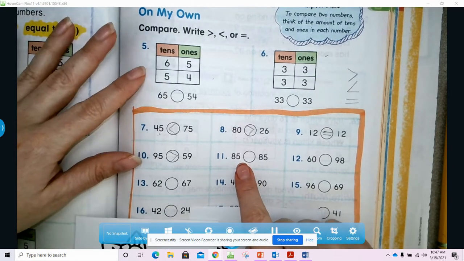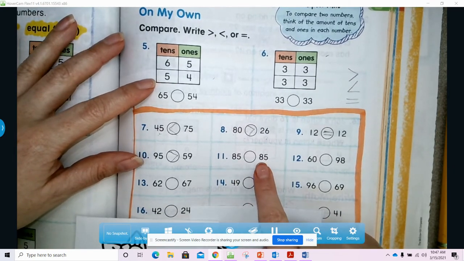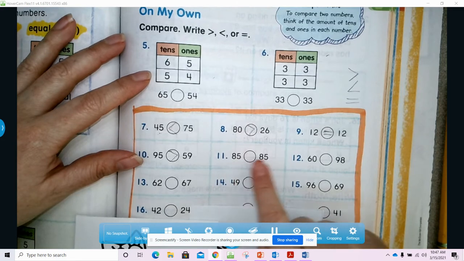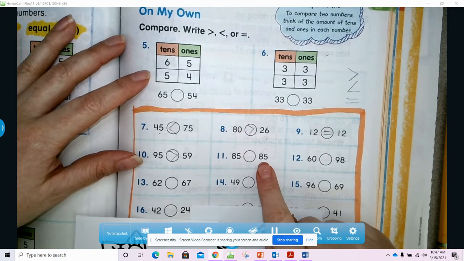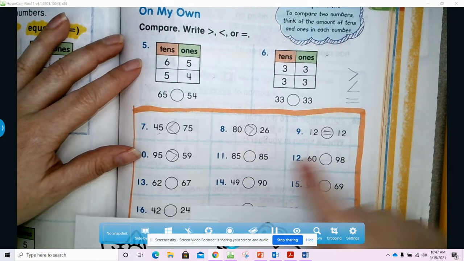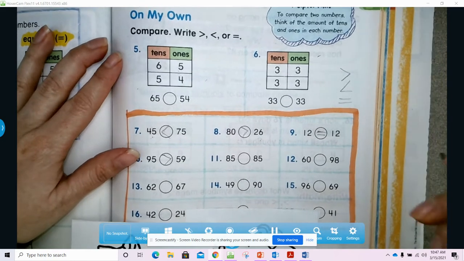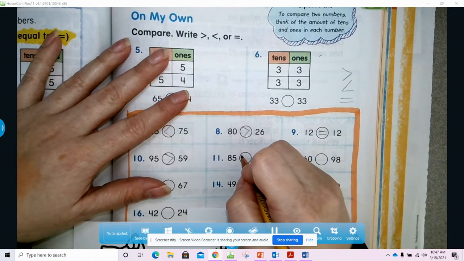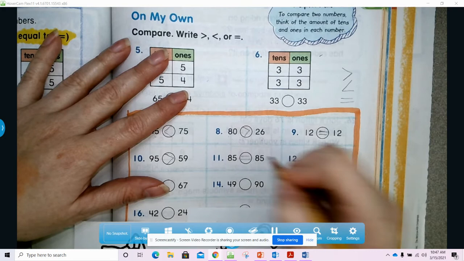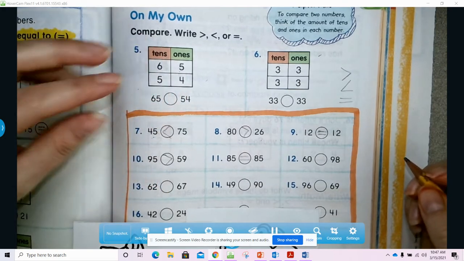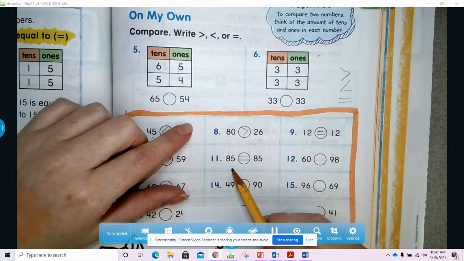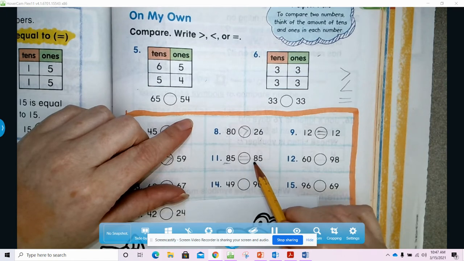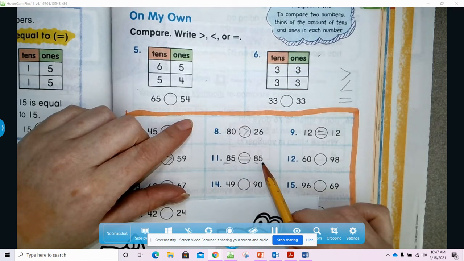Okay, here we have another one. 85 and 85. Which one is greater? Are there any greater numbers there? No, they are the same. So they are equal to. They're equal. Each number is the same. It has the same number of tens and the same number of ones.